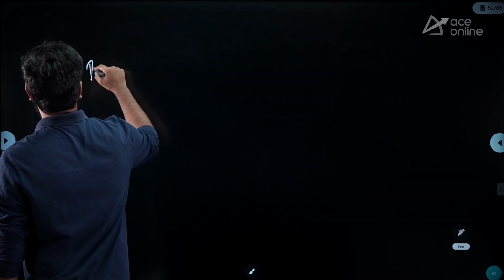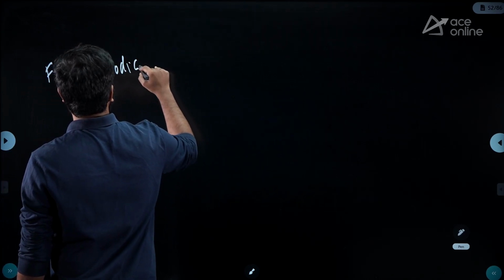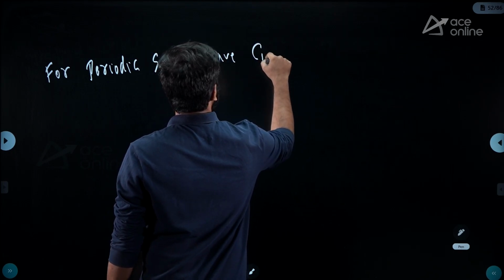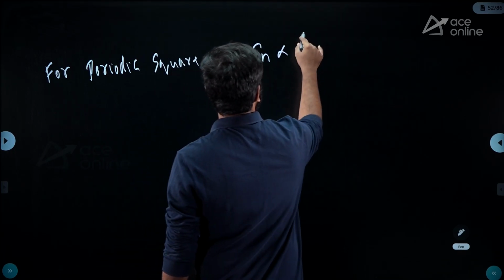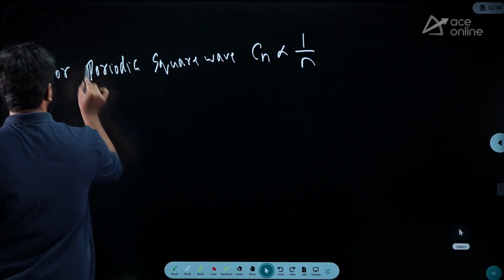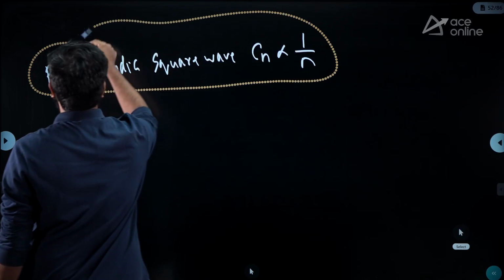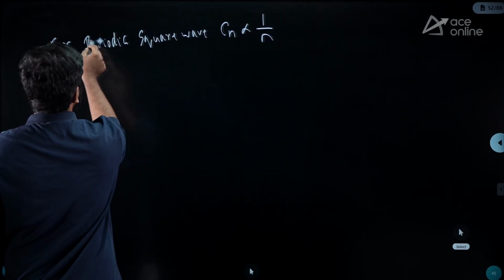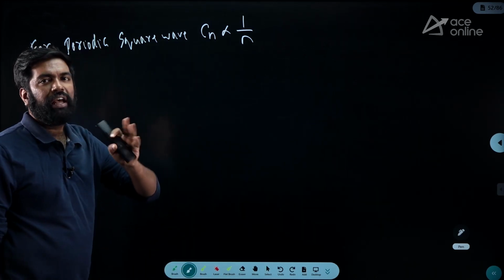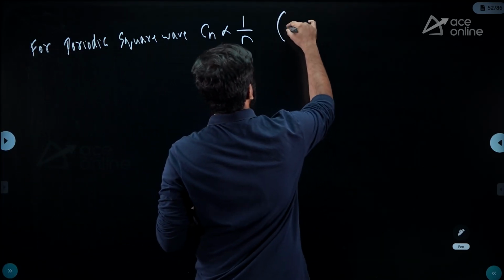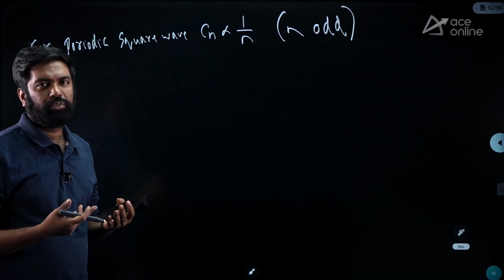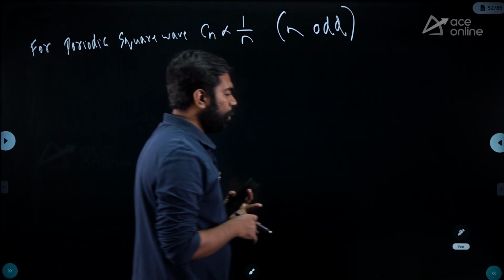For a periodic square wave, Cn is inversely proportional to n. This is a very important note point. Usually square waves show half wave symmetry, so even harmonics vanish. Whatever relation I am saying is valid for odd values of n, because for even n, Cn is 0. So there is no discussion about even coefficients.